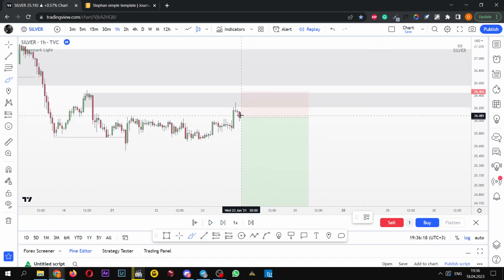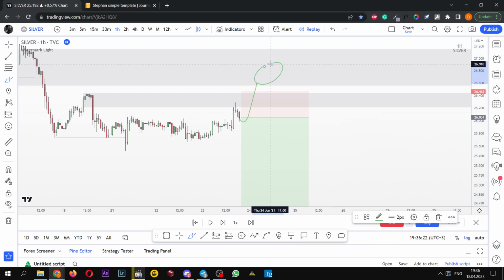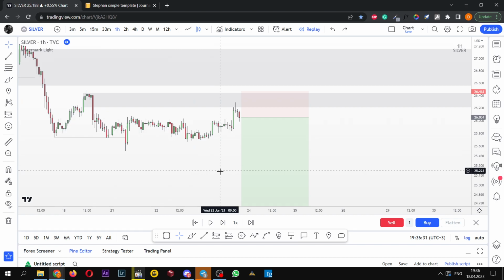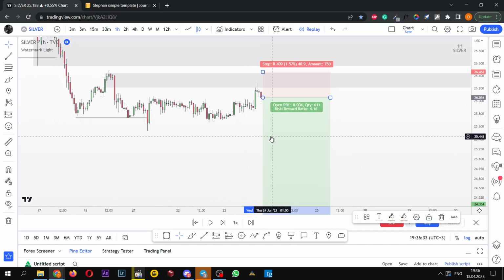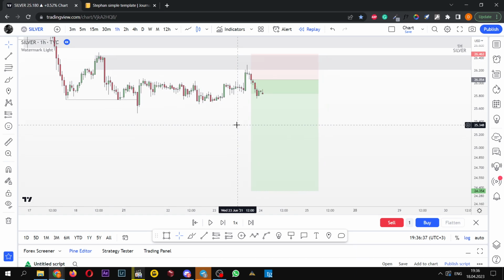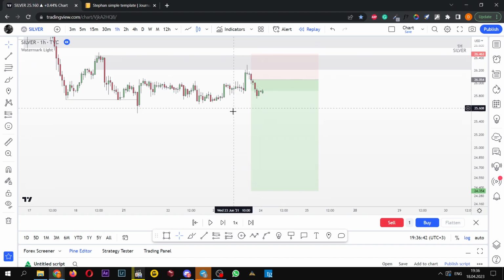So if the price goes up, I'm still happy to take it from there, or I will manage my trade lower. So let's see what happens. So this is an entry from the market. Okay, if we move a bit lower, stop loss will be moved to 0.5 approximately.